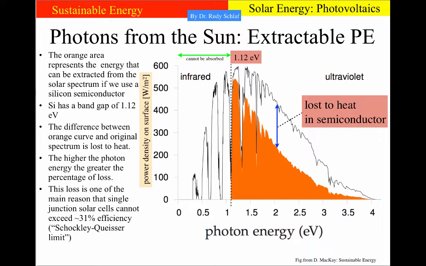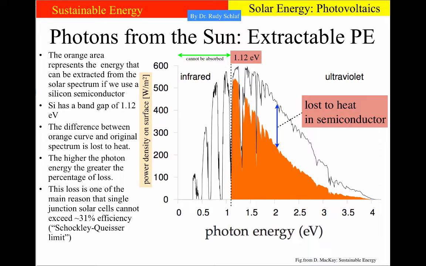It is obvious that with a single junction solar cell, one always has to make a compromise. No matter where you put the band gap of your solar cell, you will always have a part of the spectrum that is not absorbed, and for the remaining part we have that heat loss because of the excess energy of the photons relative to the band gap.